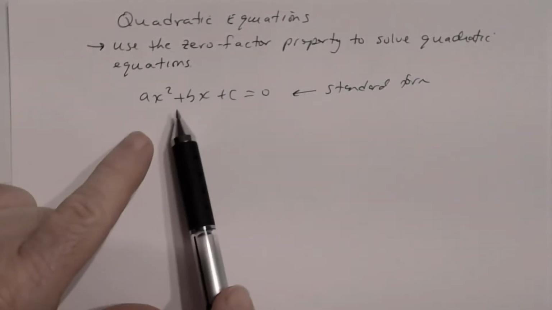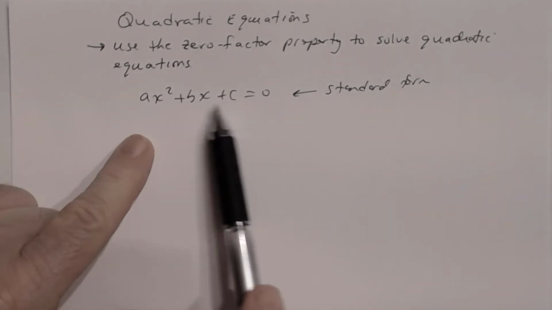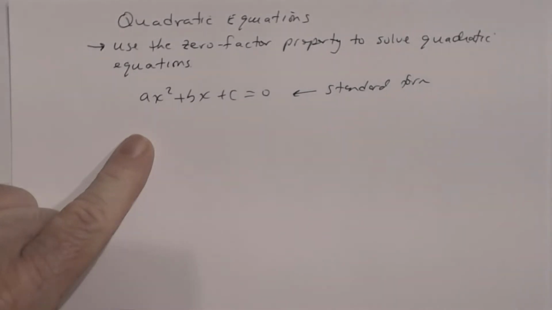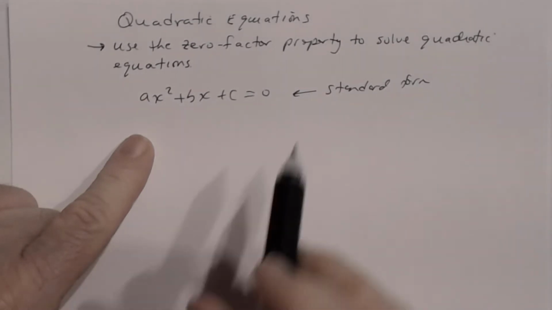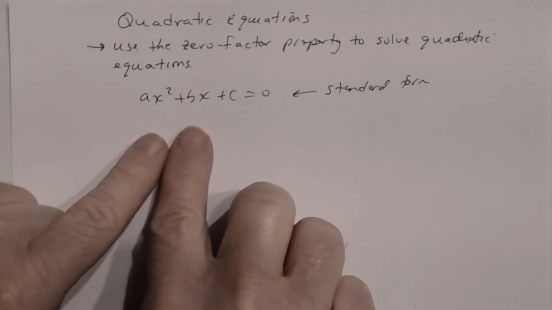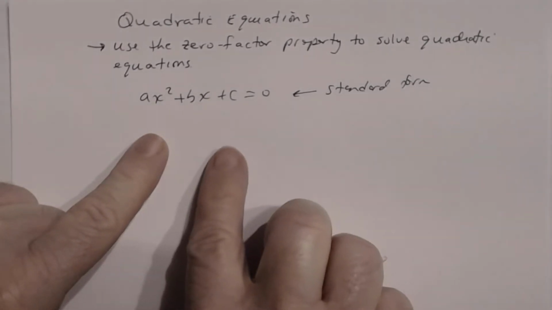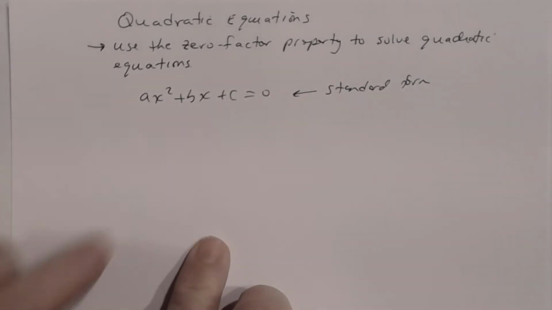Now, first of all, a quadratic equation has this form. So it's ax squared plus bx plus c equal 0. And this is in standard form. And if we have a quadratic equation that's factorable, we're going to go ahead and solve it using the zero factor property.